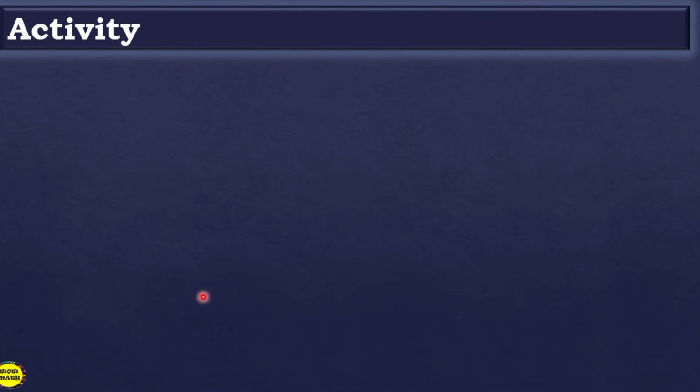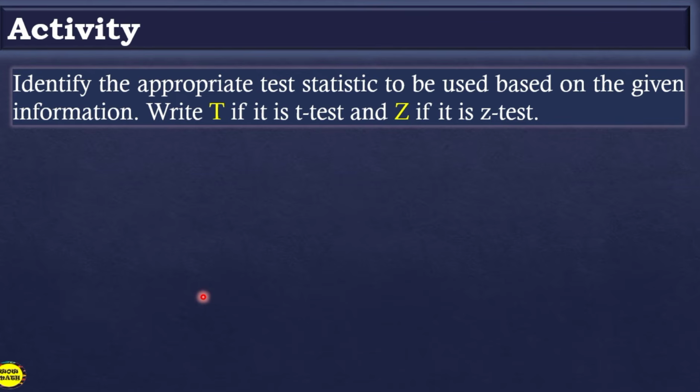First, let us have a short activity. Identify the appropriate test statistic to be used based on the given information. Write T if it is a t-test and C if it is a c-test. So this is a review from the previous discussion about identifying the test statistic on population mean.